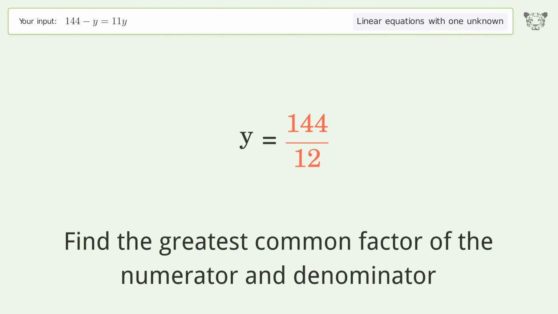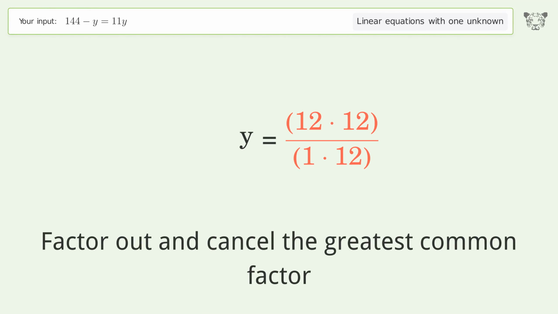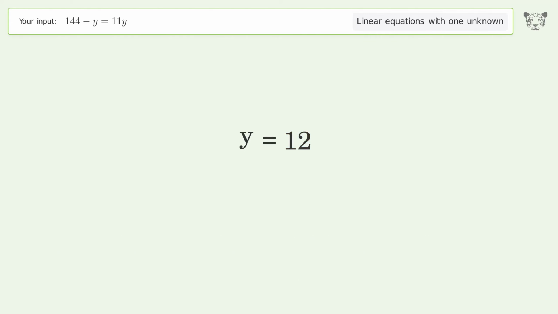Find the greatest common factor of the numerator and denominator. Factor out and cancel the greatest common factor. And so the final result is y equals 12.